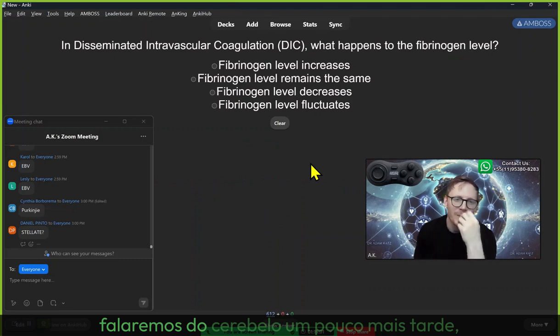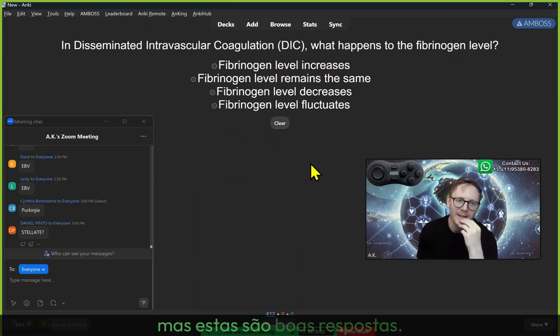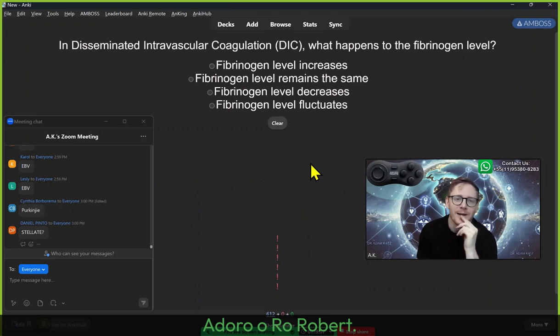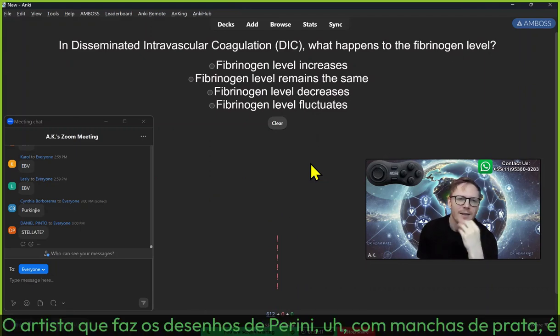So we'll talk about cerebella a little bit later, but these are good answers. Purkinje is a very impressive cell. I love Santiago Ramón y Cajal, the artist who did the Purkinje silver stain drawings.